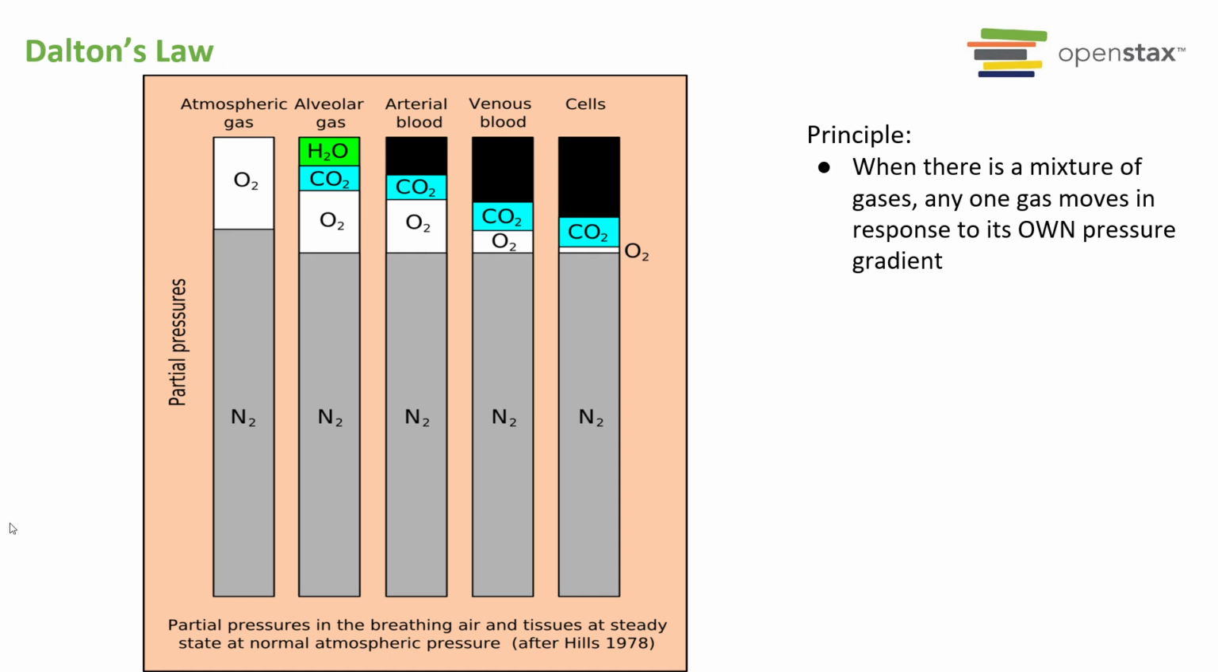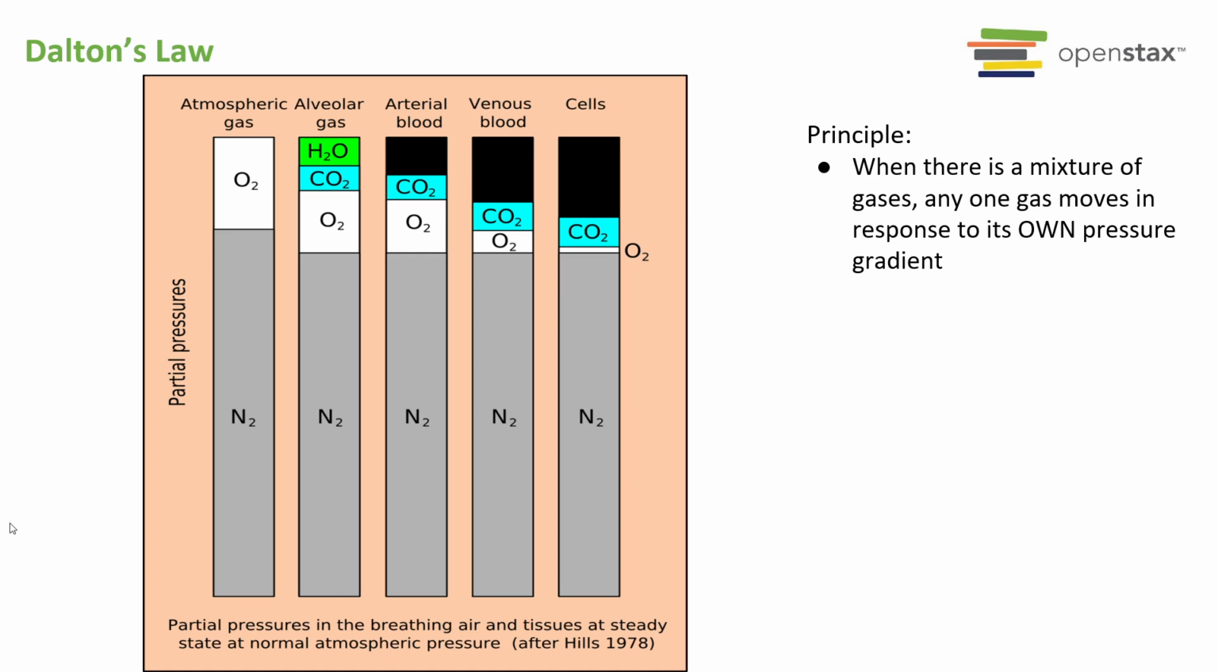If we combine this with Boyle's law, which is all about pressure and volume, once again, the partial pressure of a gas in a liquid will be determined by the amount of that gas that is dissolved in the liquid, which in turn is determined by the partial pressure of the gas in the environment of the liquid. And it's all based on those pressure and volume relationships. When there is a mixture of gases, any one gas will move in response to its own pressure gradient.